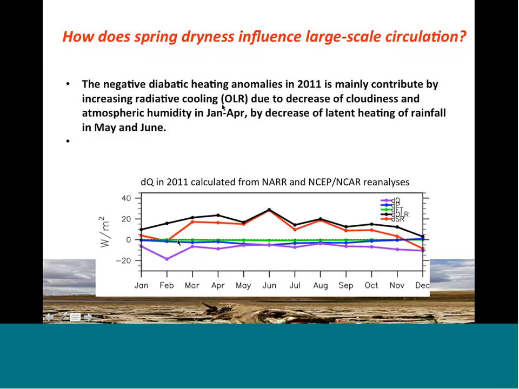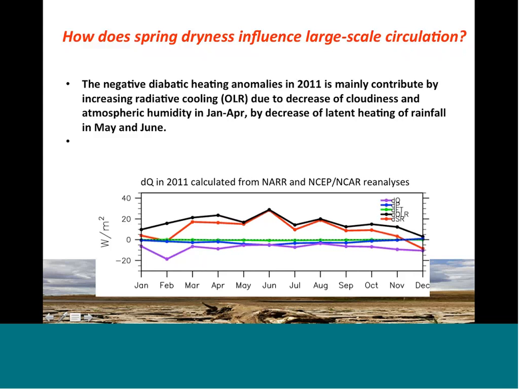So to explore this question, we computed the diabatic heating and radiative heating anomalies for 2011. Here the purple line indicates the total diabatic heating anomalies. As you can see, they're negative. And the black curve shows the anomalies of longwave cooling, which is stronger, as expected from the decrease of cloudiness and also atmospheric humidity. And of course, the decrease of cloudiness is compensated by an increase of solar radiation. So the net radiative cooling is determined by the difference between the increase of longwave cooling and the increase of solar heating.